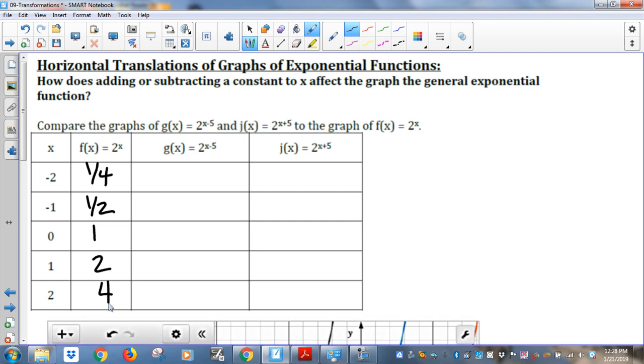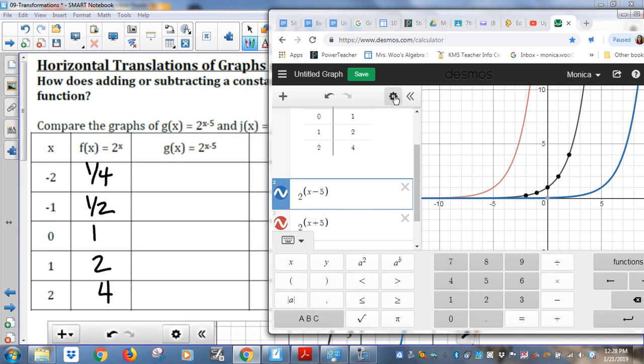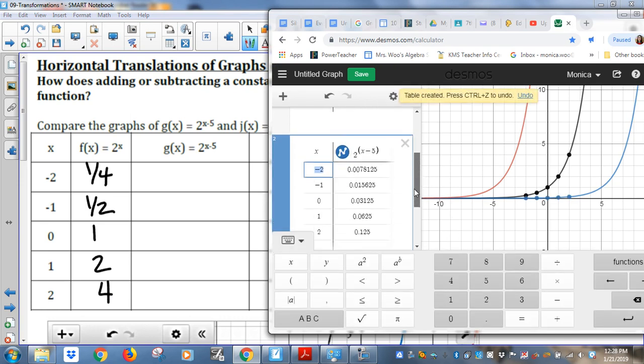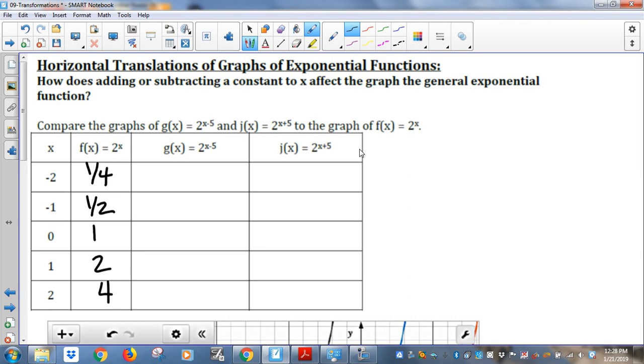On our next one, if I go back to Desmos and take a look at the table, I want you to see something. Here we have all these decimals. Remember how I said none of these yucky decimals in our notes? Let's go ahead and figure this out with fractions.